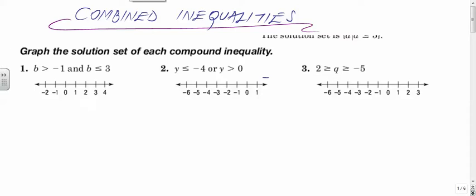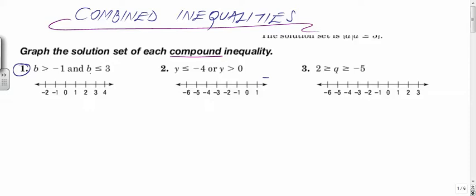Virtual Academy, Unit 5, Combine Inequalities or Compound Inequalities, right? Or Inequality. For problems 1, 2, and 3, let's start with number 1. Remember, combined inequalities or compound inequalities are quite the same.